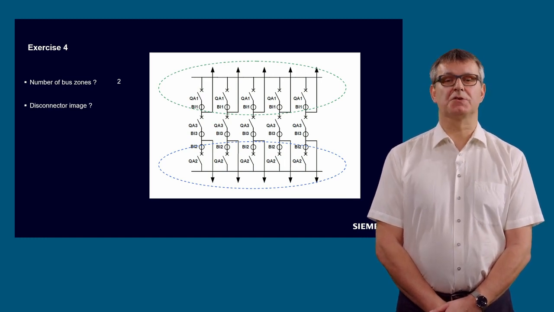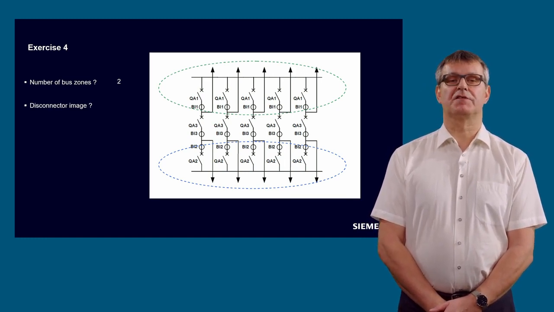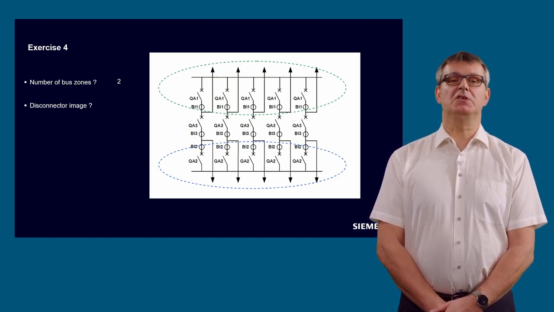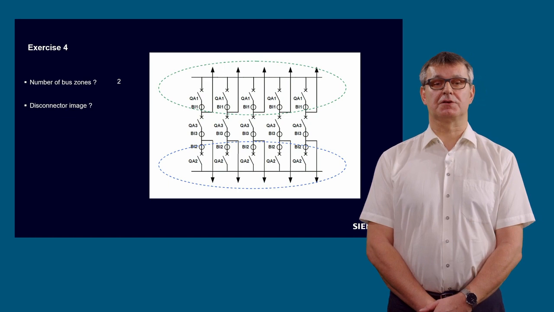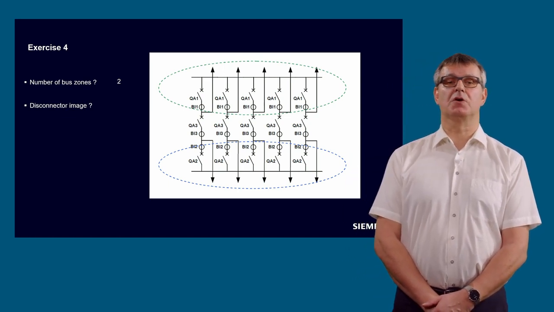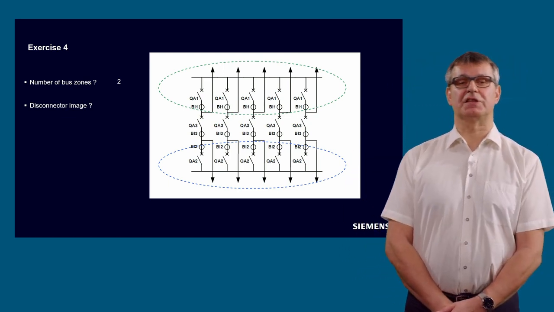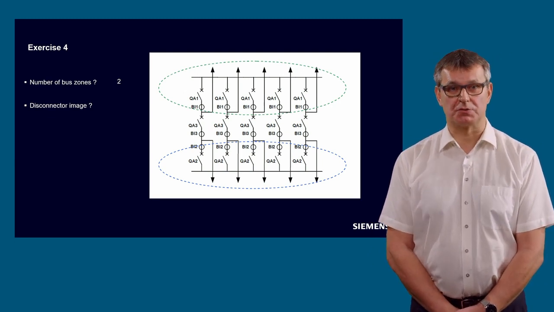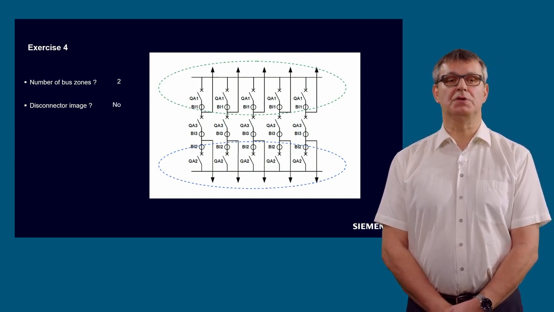Do we need a disconnector image? So you have to look carefully. Also here you can't assign any feeder current transformer to different bus zones. You can't assign this feeder current transformer either to the bus zone on the top or to the bus zone on the bottom. So we don't need a disconnector image.